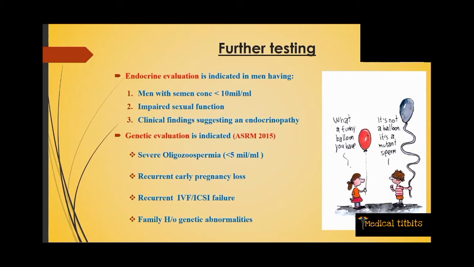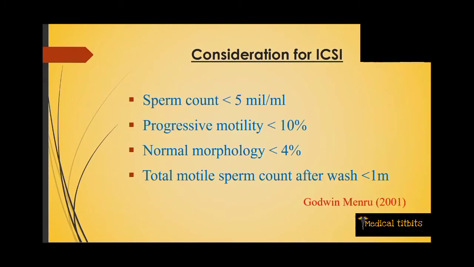Now, we can decide on further testing depending on the semen analysis results. For example, endocrine evaluation is indicated in men if their semen concentration is less than 10 million per ml. Genetic evaluation is indicated in men with severe oligospermia, for example, less than 5 million per ml. These are from the ASRM Practice Committee Guideline 2015.